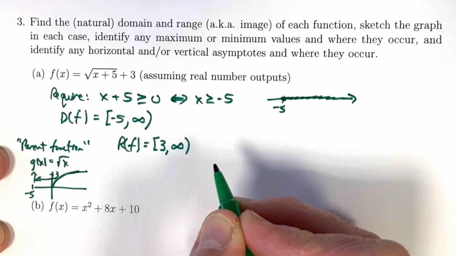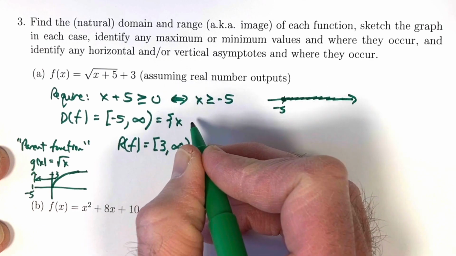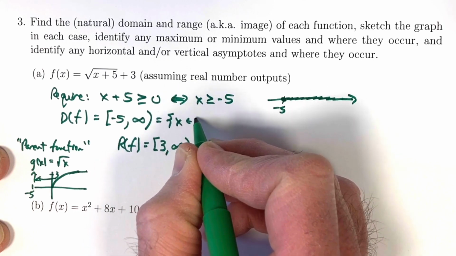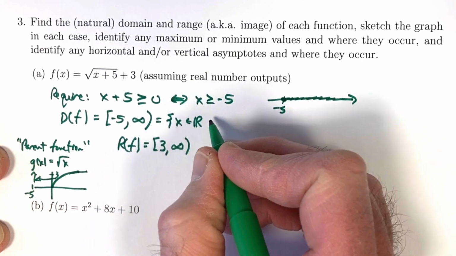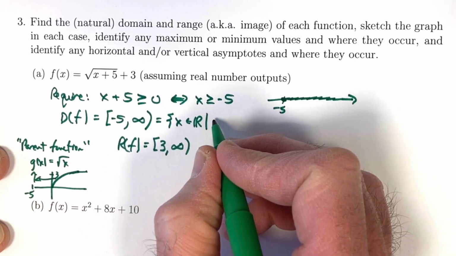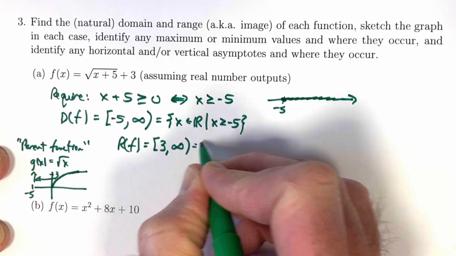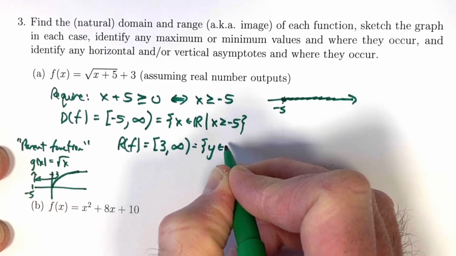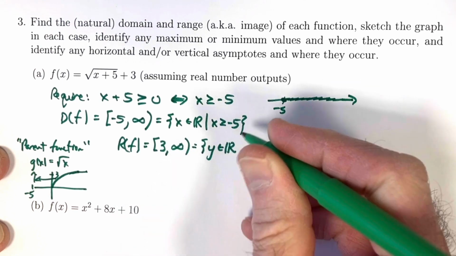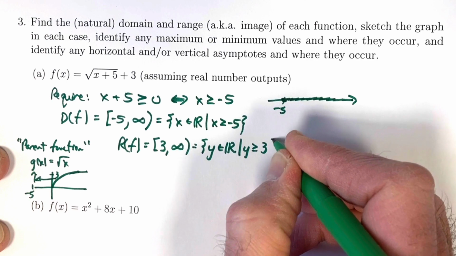If you want to use set builder notation with a domain, you'd be more likely to use the letter x, and again we could write as an element of the real numbers to emphasize these are real numbers, though that would be the implicit assumption even if you did not write that, such that x is greater than or equal to negative 5. And with the range, you'd be more likely to use the letter y to emphasize these are outputs, the set of all y that are real numbers, such that y is greater than or equal to 3.